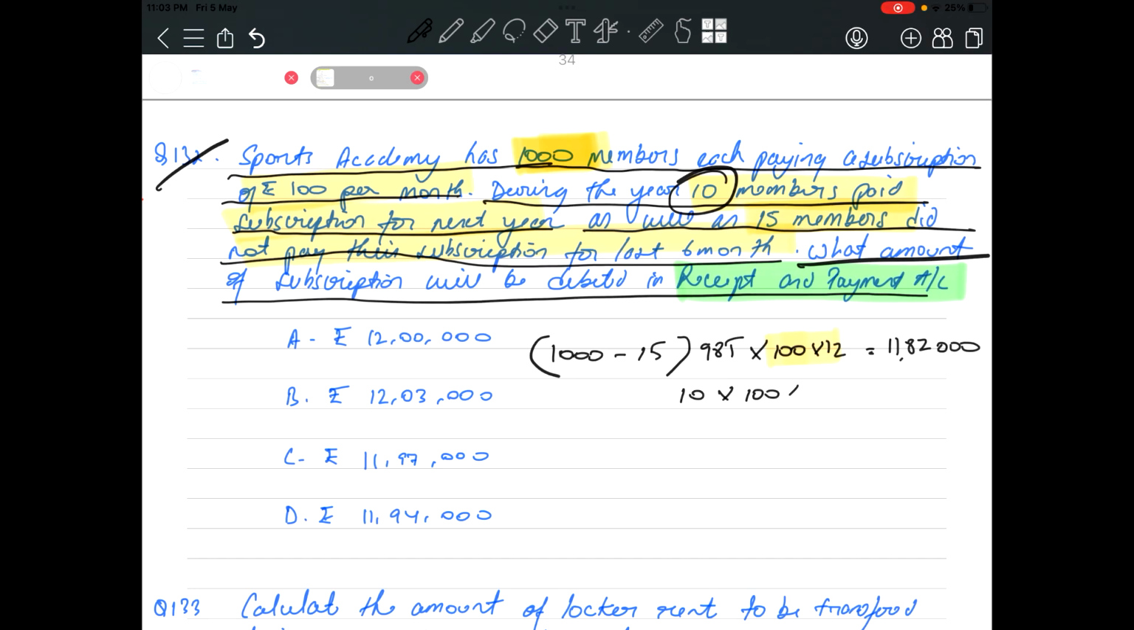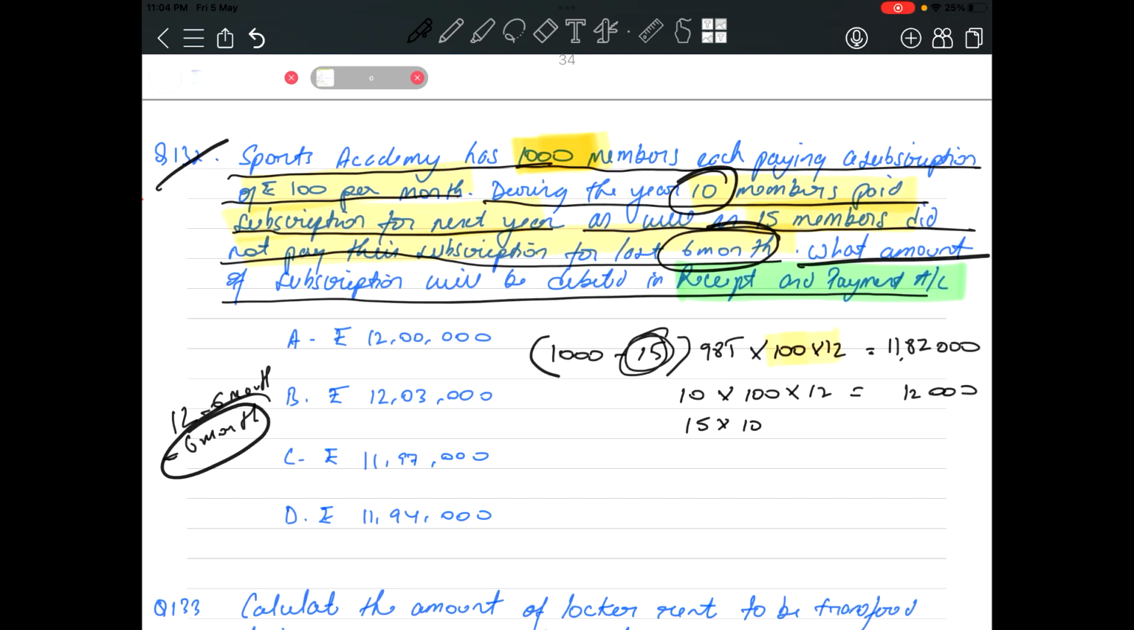Now 10 members have paid in advance for the next year. So how much have they paid? 10 into 100 into 12, that is 12,000. And now see, these 15 members did not pay for the last 6 months. So out of 12, if they have not paid for 6 months, for the remaining 6 months they have paid the amount.